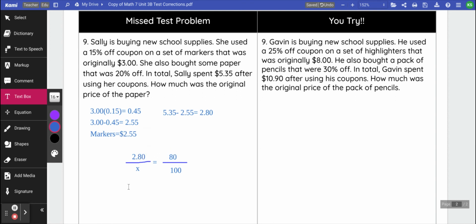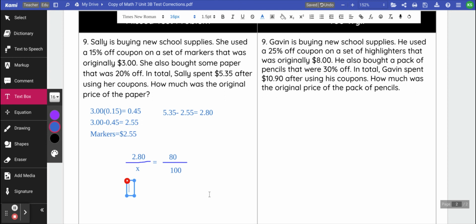Okay, now we have to cross multiply. So we're going to have 80 times x is equal to 100 times 2.80. Next, we're going to keep the 80x equals, and if we multiply 100 times 2.8, we get 280. Okay, now we've got to do our division. We're going to divide this side by 80, and we're also going to divide the 280 by 80.